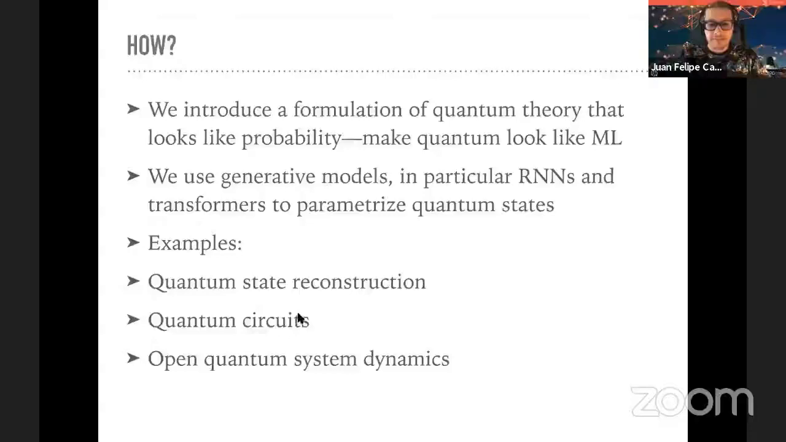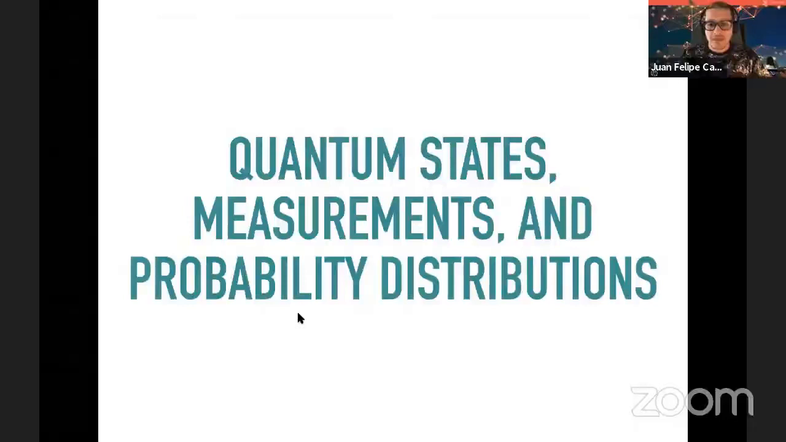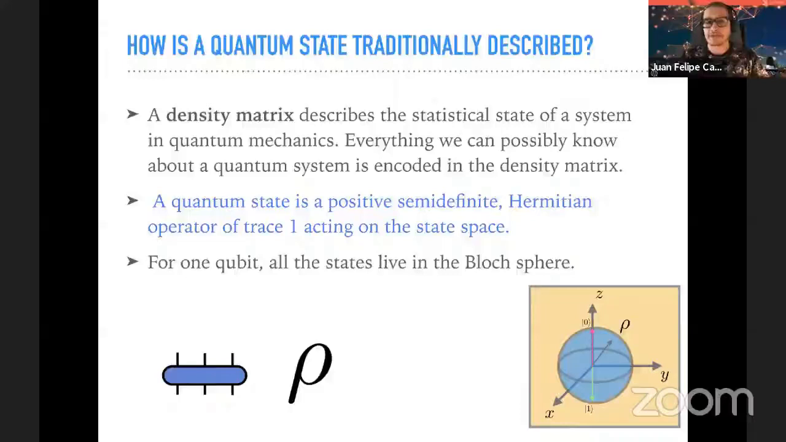So, quantum states, measurements, and probability distributions. How are these related? Usually a quantum state is traditionally described through a density matrix, which describes the statistical state of a system in quantum mechanics. Everything we can possibly know about a quantum system is encoded in such a density matrix. As I said, this matrix is positive semi-definite, Hermitian, has trace one, and acts on the Hilbert space.